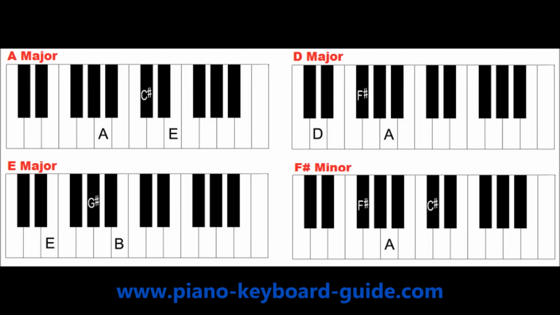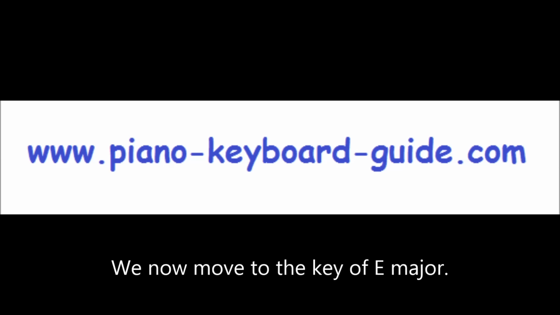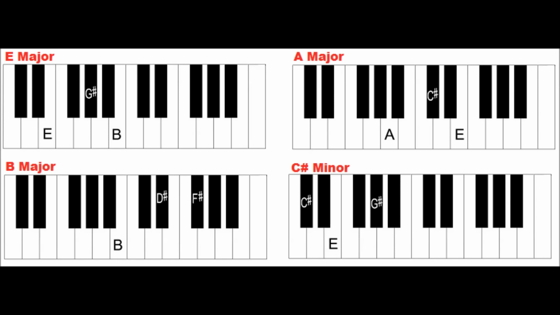Finally, our last key, perhaps a little more challenging than the others, because there are four black keys or four sharps in this key, is the key of E. Four chords in the key of E are E, A, B, and C sharp minor. We already know how to play E and A, but we shall reiterate.